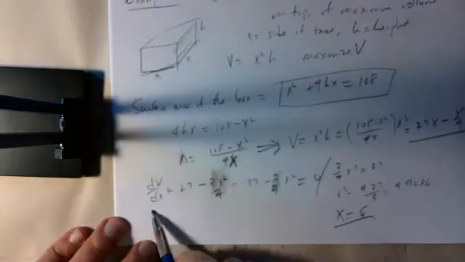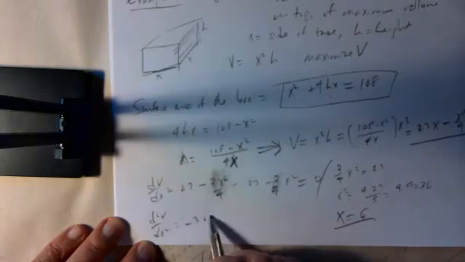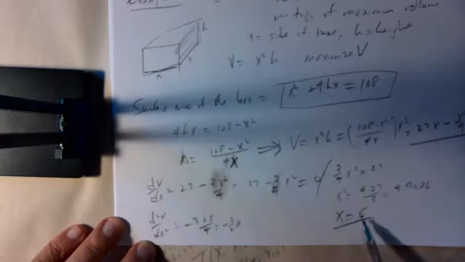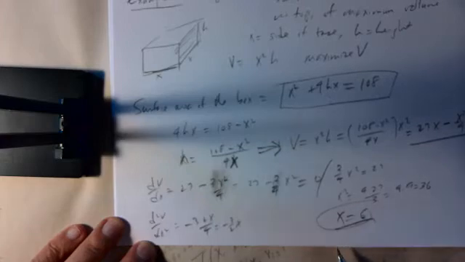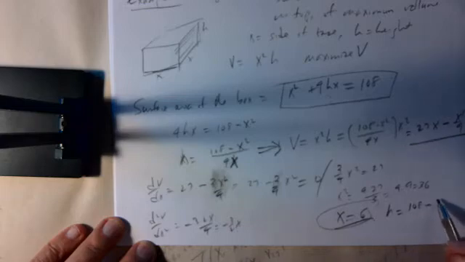If we were to take the second derivative, this would be minus 3 times 2x over 4, or minus 3/2 x. When x is 6, this is negative. That means this is a maximum. And so we let x equal 6. So the base has side 6, and h is 108 minus 6 squared, 36, over 24. That's equal to 72 over 24, or 3.